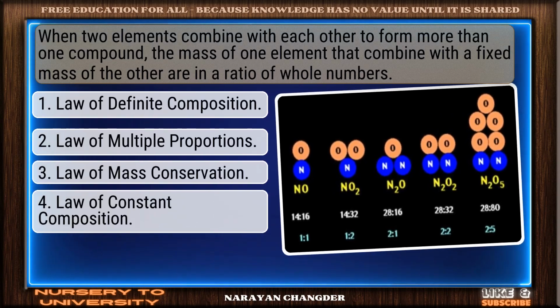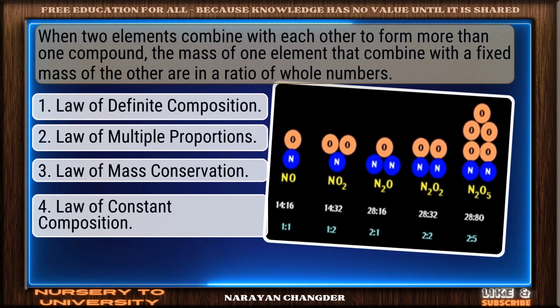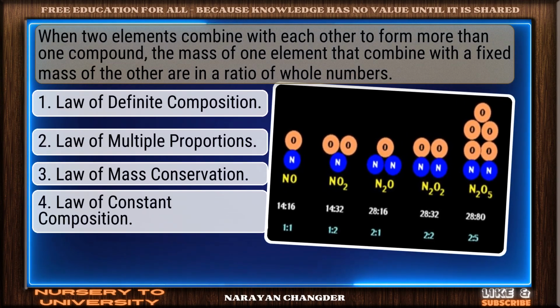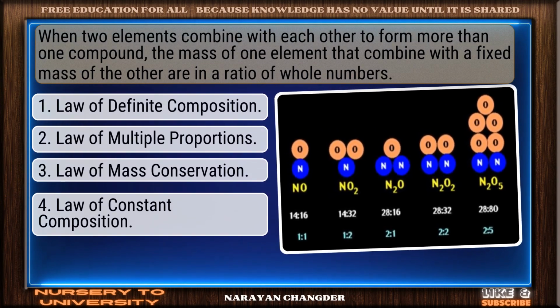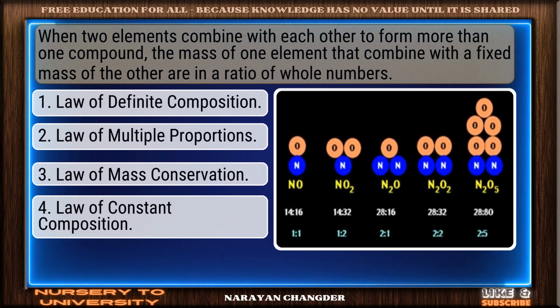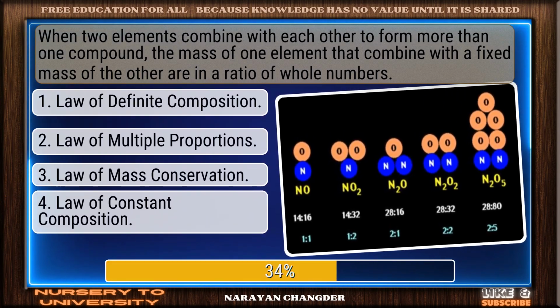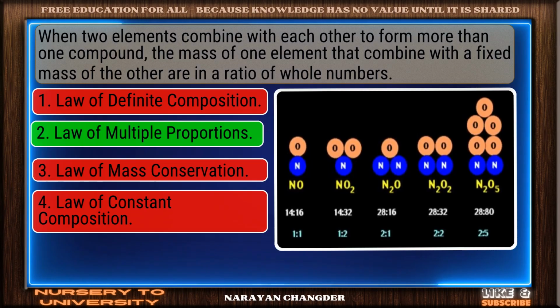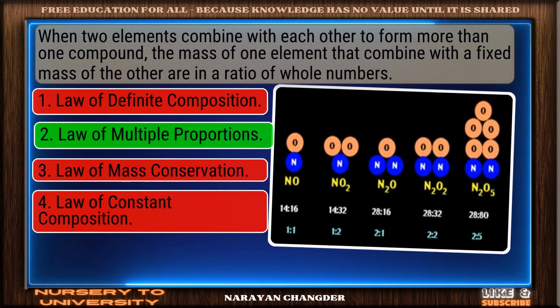Question number 1. When two elements combine with each other to form more than one compound, the mass of one element that combine with a fixed mass of the other are in a ratio of whole numbers. Perfect. Law of multiple proportions is the correct choice.